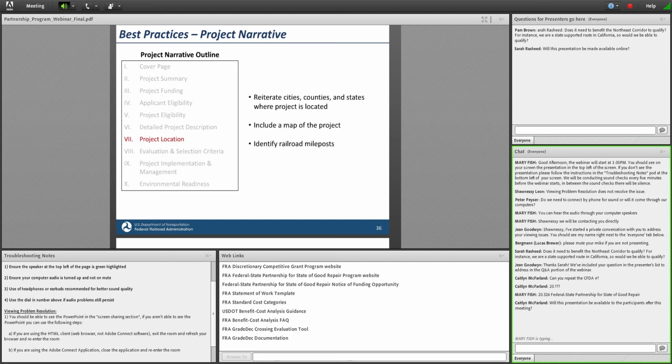In terms of project location, this is also pretty straightforward. Just please reiterate the cities, counties, states where your project is located, include a map of the project, and identify any railroad milepost boundaries for your project.